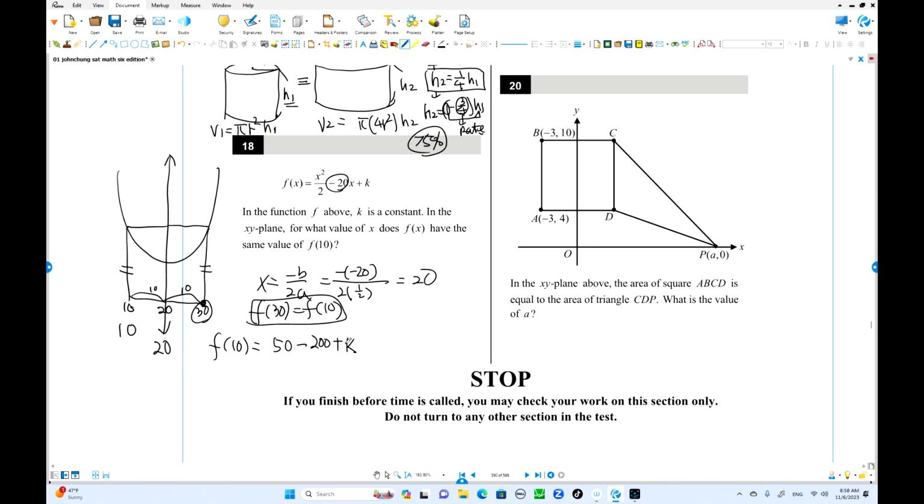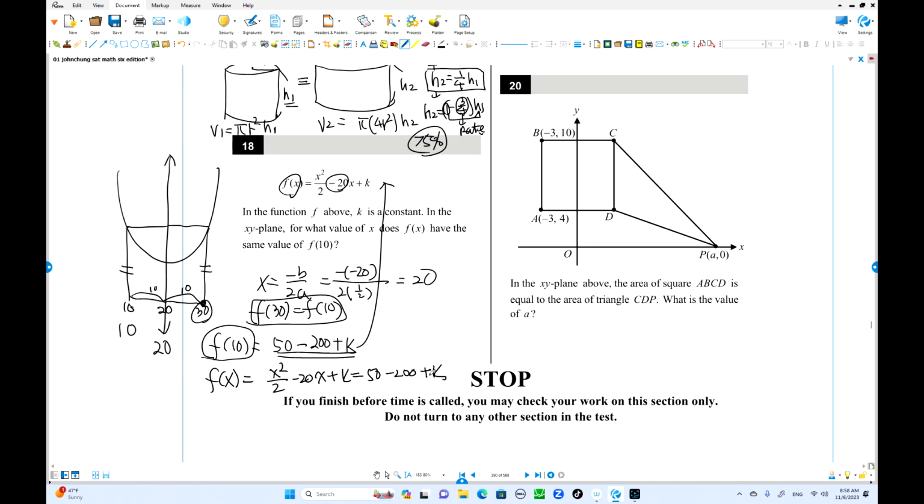f of 10, right? But there must be another value of x that gives the same value as this one. Now put this number over here. Now f of some value of x equals x squared over 2 minus 20x plus k. That equals the same value: 50 minus 200 plus k.